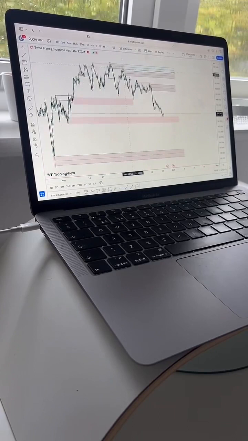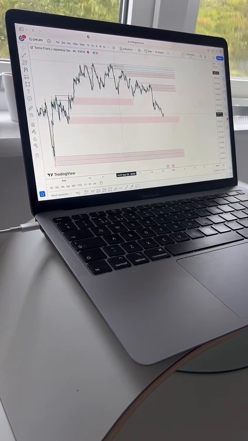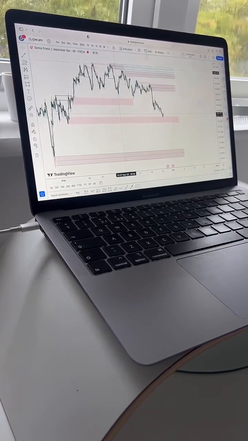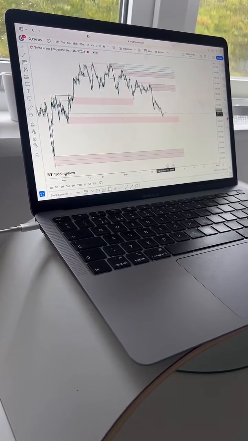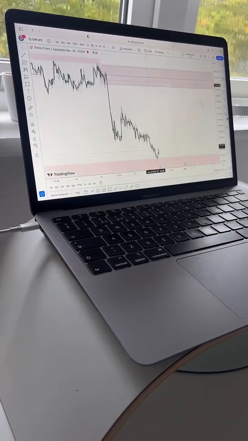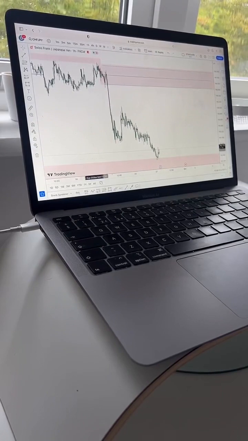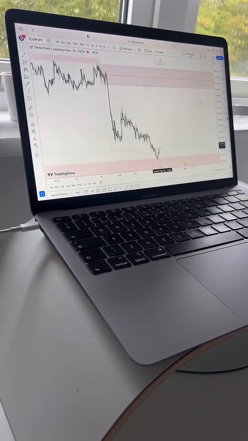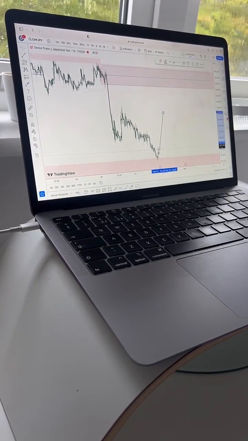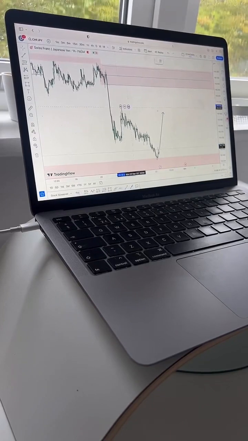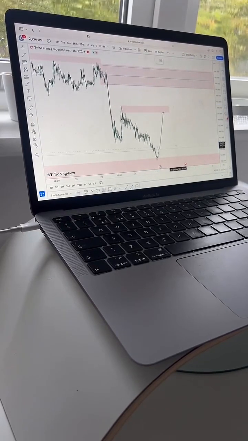Because I'm still short, meaning I have sold from the top, I'm still looking for sells. So my next entry here would be either somewhere here based on this, or higher up.